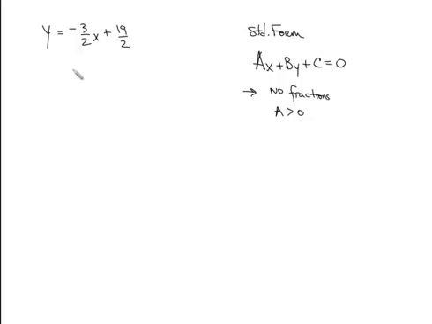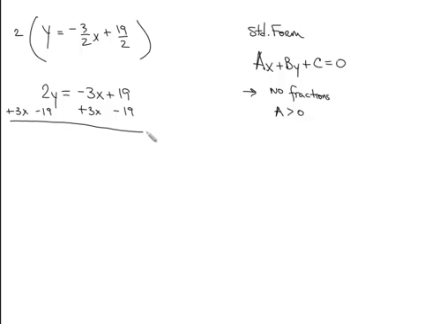So what we do to put this into standard form is the first thing we do is we take care of the no fractions. I multiply both sides by 2, or whatever my common denominator is, and that kills off the fractions. Now I need to move everything to the left, so I'm going to add 3x to both sides and subtract 19 from both sides. Those are gone, and I get my 0.